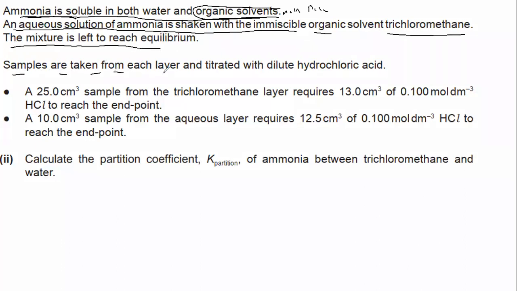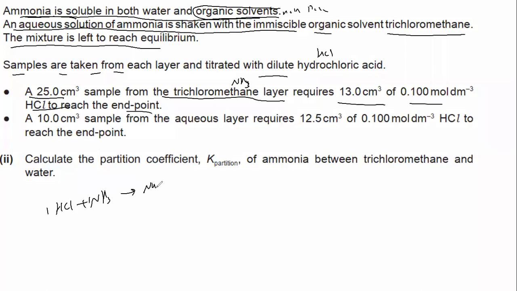Samples are taken from each layer and titrated with dilute HCl. We took 25 of the trichloroethane layer. This one also has NH3, don't forget. It needs this amount of HCl. So guys, to reach the endpoint, HCl reacts with NH3 in a 1-to-1 mole ratio. This will give us NH4Cl, okay?